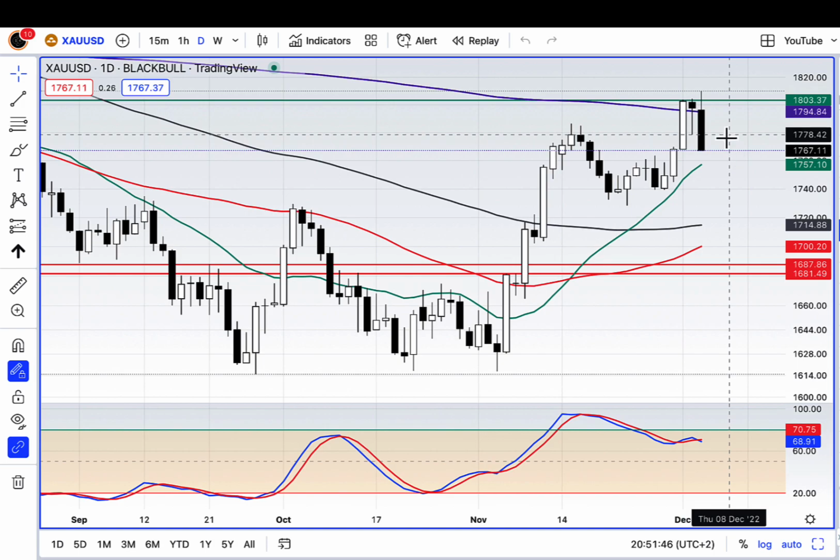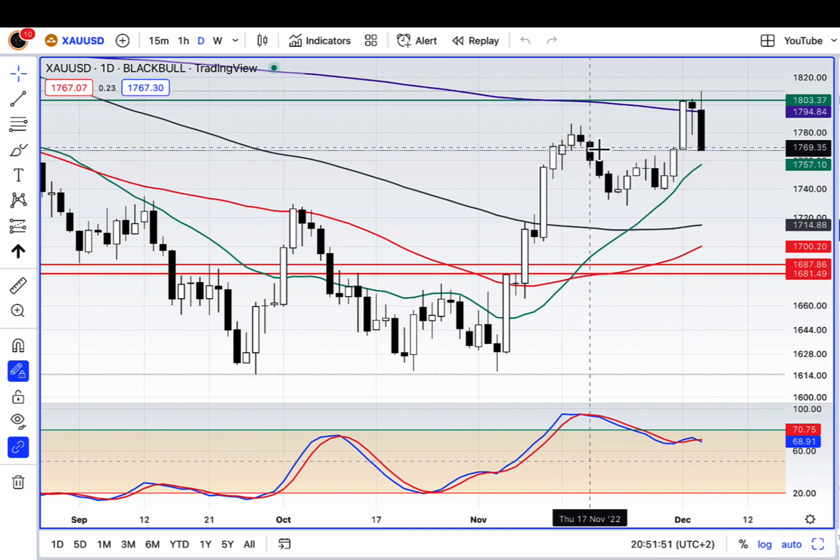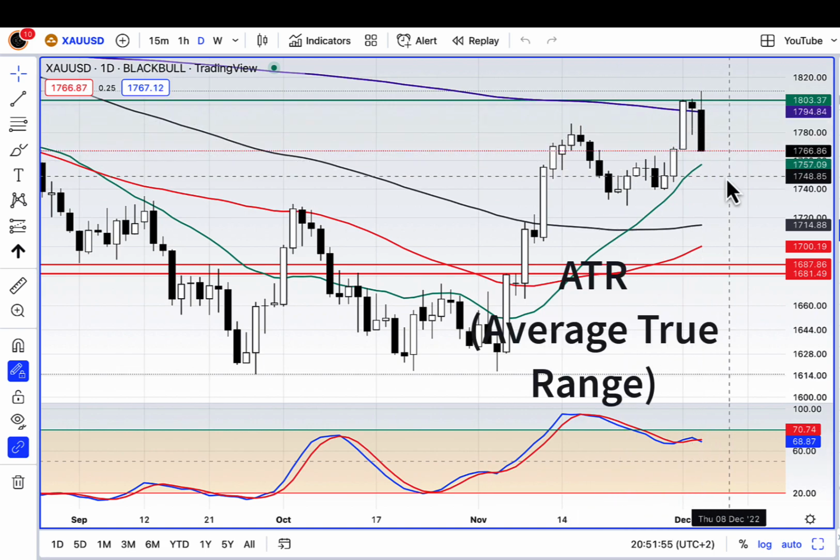There is another way that you can actually calculate the distance that this is likely to travel on average before a little bounce and then a continuation of the move. And that's by using the ATR, the average true range. It's an indicator that you can put on the bottom of your chart. I'm going to try and show it to you right now.